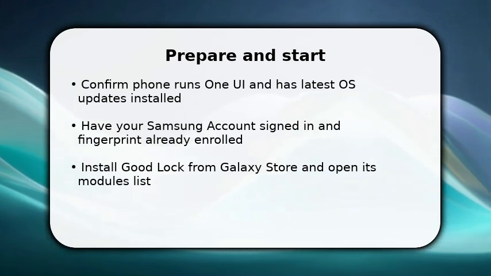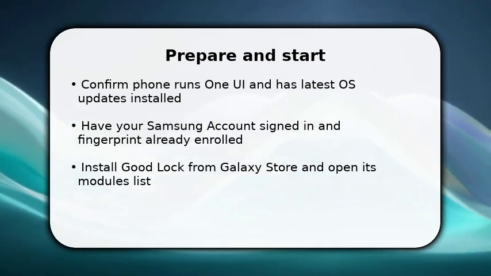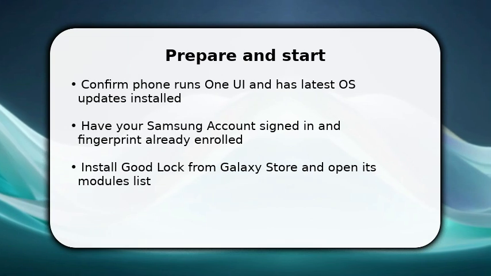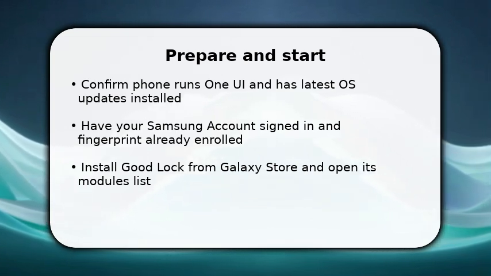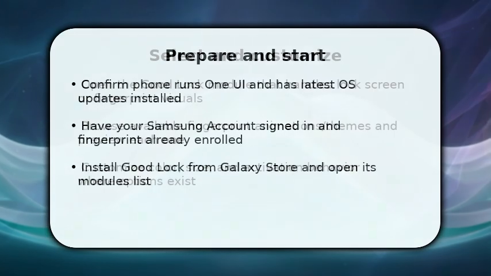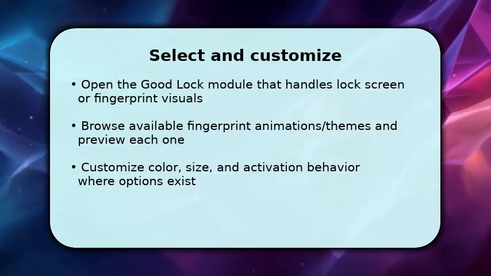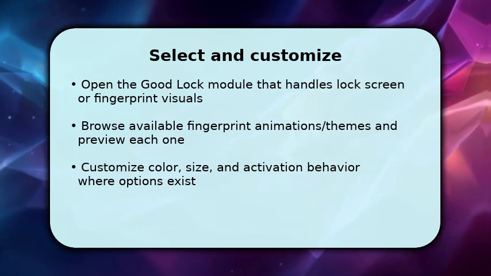Now tap the module that controls lock screen or fingerprint visuals. We'll use that next to pick or install a theme. You're in the right module now. Tap its fingerprint or lock screen settings to see themes and animations. Preview each option. The preview shows where the animation appears and how it reacts.